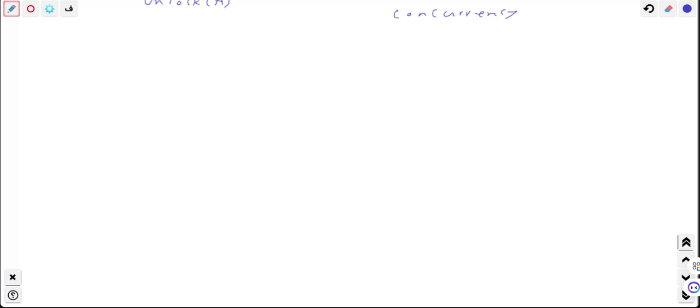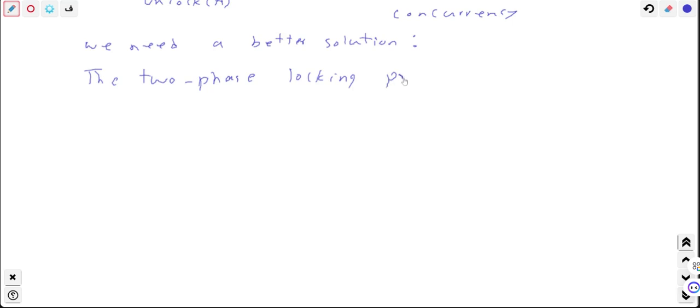Okay, so we need a better way. The better way is a protocol which is called the two-phase locking protocol, which is called 2PL. In brief, 2PL, two-phase locking. But what is the 2PL protocol?